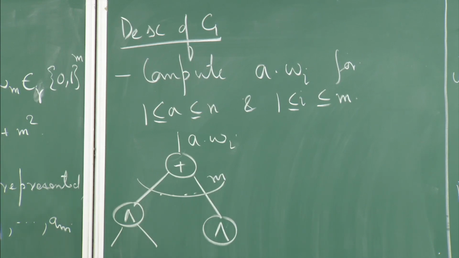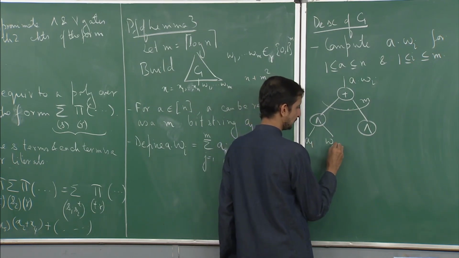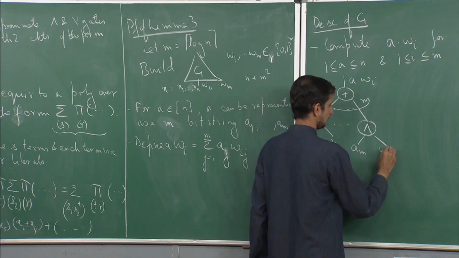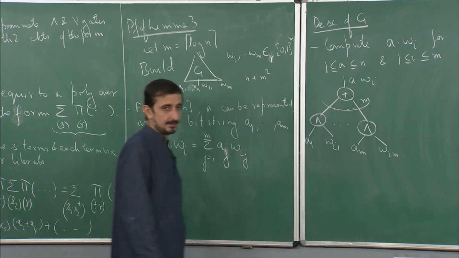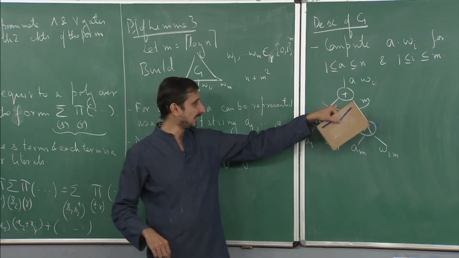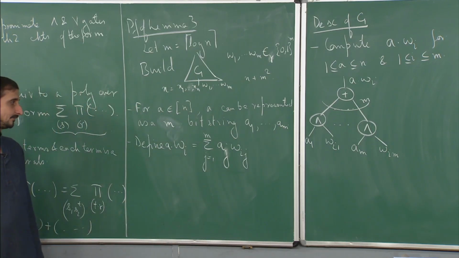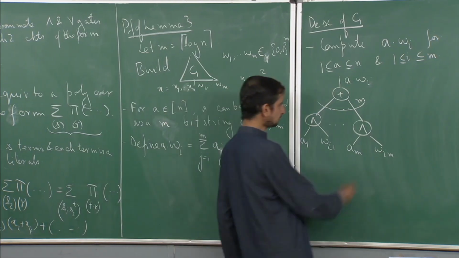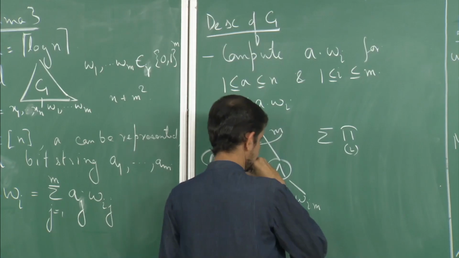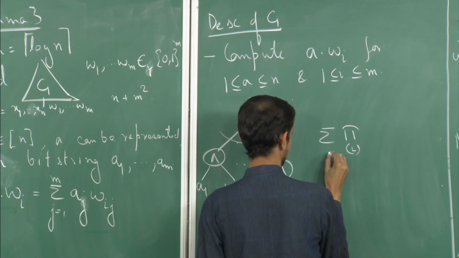It is the product of A1 and W_i1, right? So I will have A1 and the bit W_i1 over here. And I keep on doing this, and the last one will take A_M and W_iM. These products will be 1 if both of them are 1, and finally the parity will be 1 if there is an odd number of such products which are 1. And that is exactly what we want. So this is a sigma pi circuit where the pi gates have fan-in 2 and the sigma gate has fan-in M.